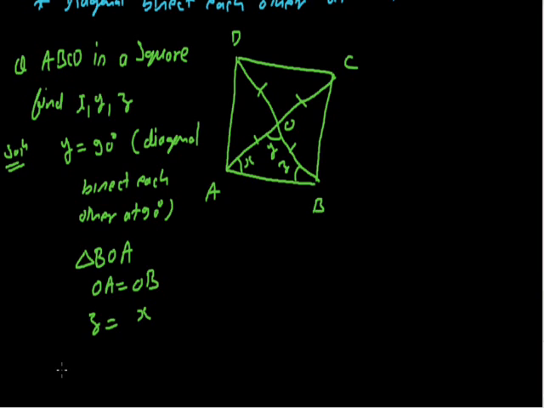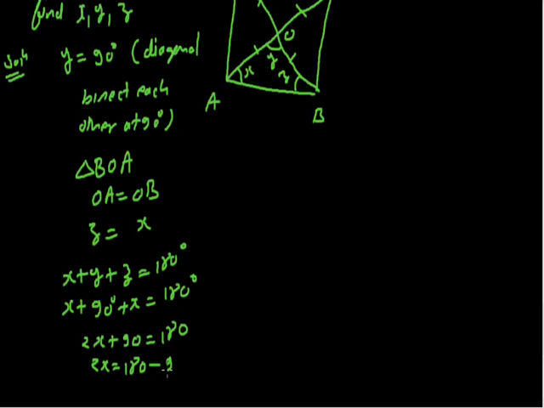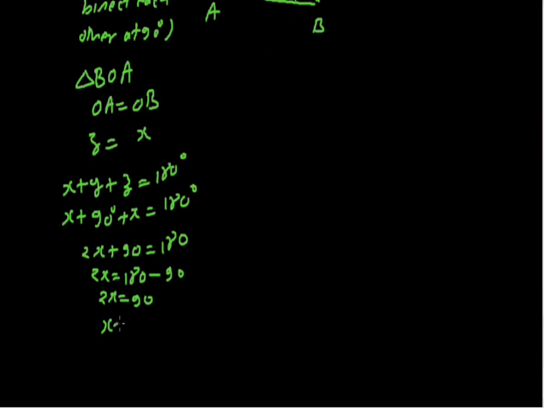Now in triangle BOA we apply the angle sum property, that is X plus Y plus Z equals 180 degree. So in place of X I write X, in place of Y, 90 degree, in place of Z I write X because Z and X are equal. So 2x plus 90 equals 180. So 2x equals 180 minus 90, so 2x equals 90. So x equals 90 divided by 2, that is 45 degree. So x and z are equal and their value is 45 degree. Thank you.